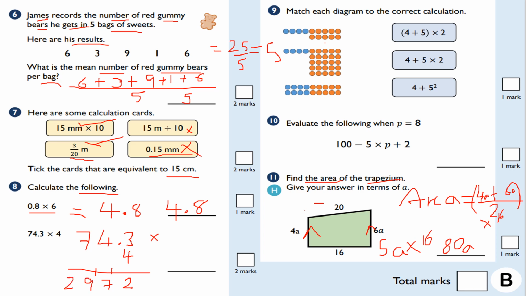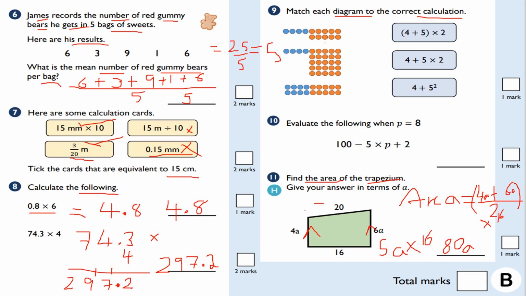So that's approximately 70 times 4, so it's approximately 280. So the decimal point is going to go here. 297.2. Because 297.2 is very close to 280. Question number 9, match each diagram to the correct calculation.